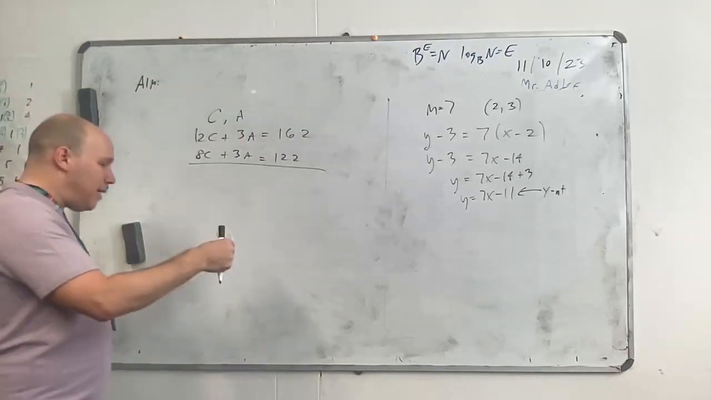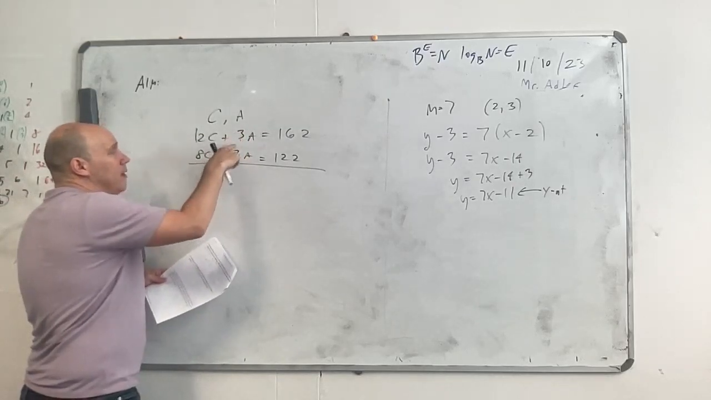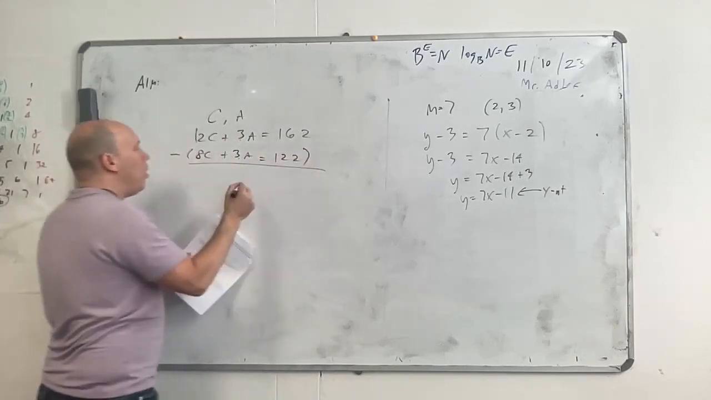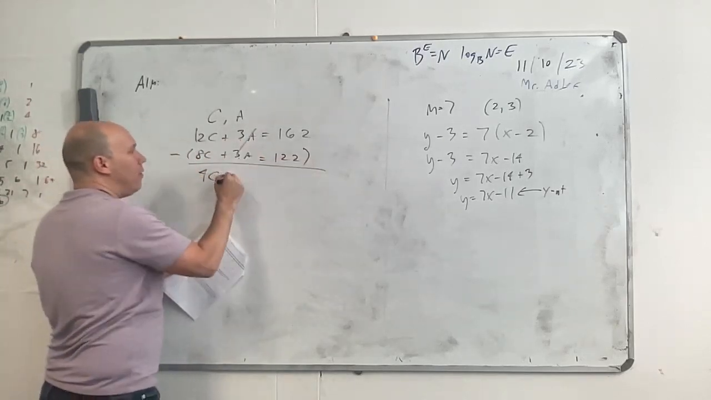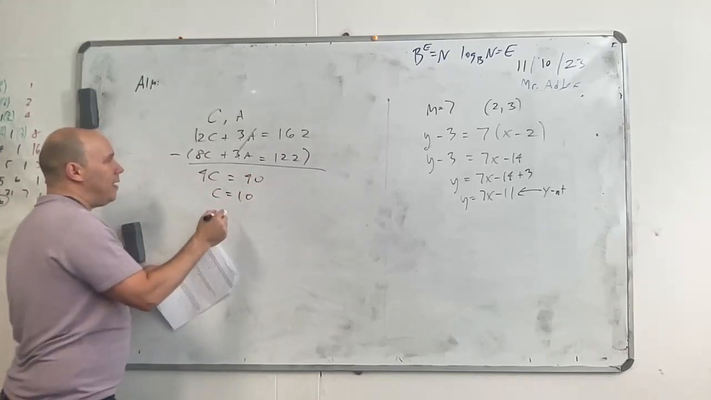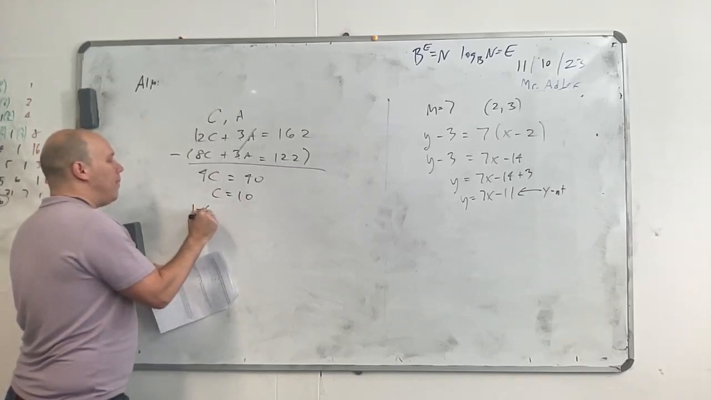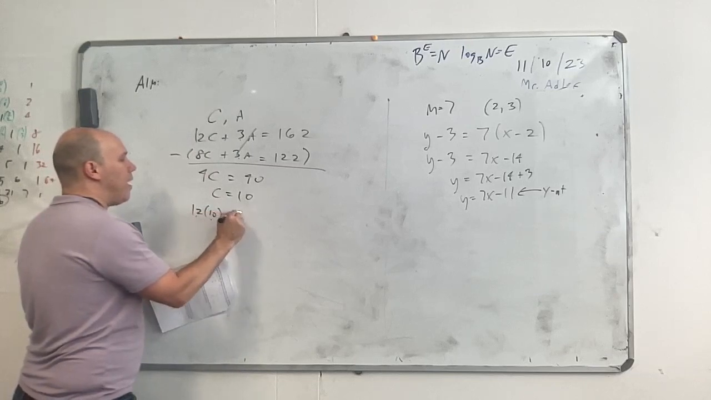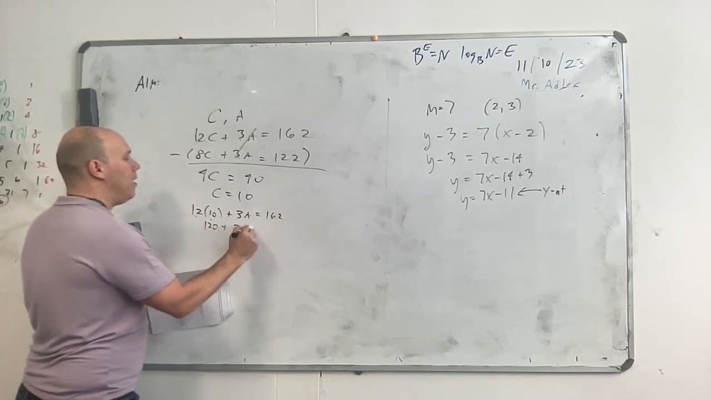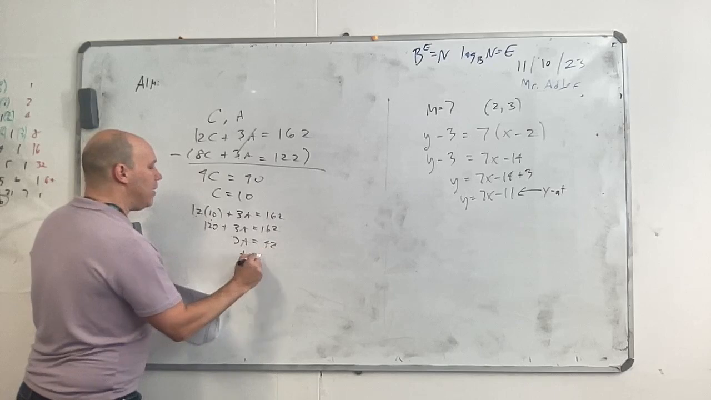Nice. So the idea is, how do we solve this? Well, we see that the coefficients are the same, and there's the same sign. We're going to subtract. So we have 4c, these go out, equals 40. C equals 10. Take the c and plug it into both equations to see if you're correct. So 12 times 10 plus 3a equals 162. 120 plus 3a equals 162. 3a equals 42. A is equal to 14.